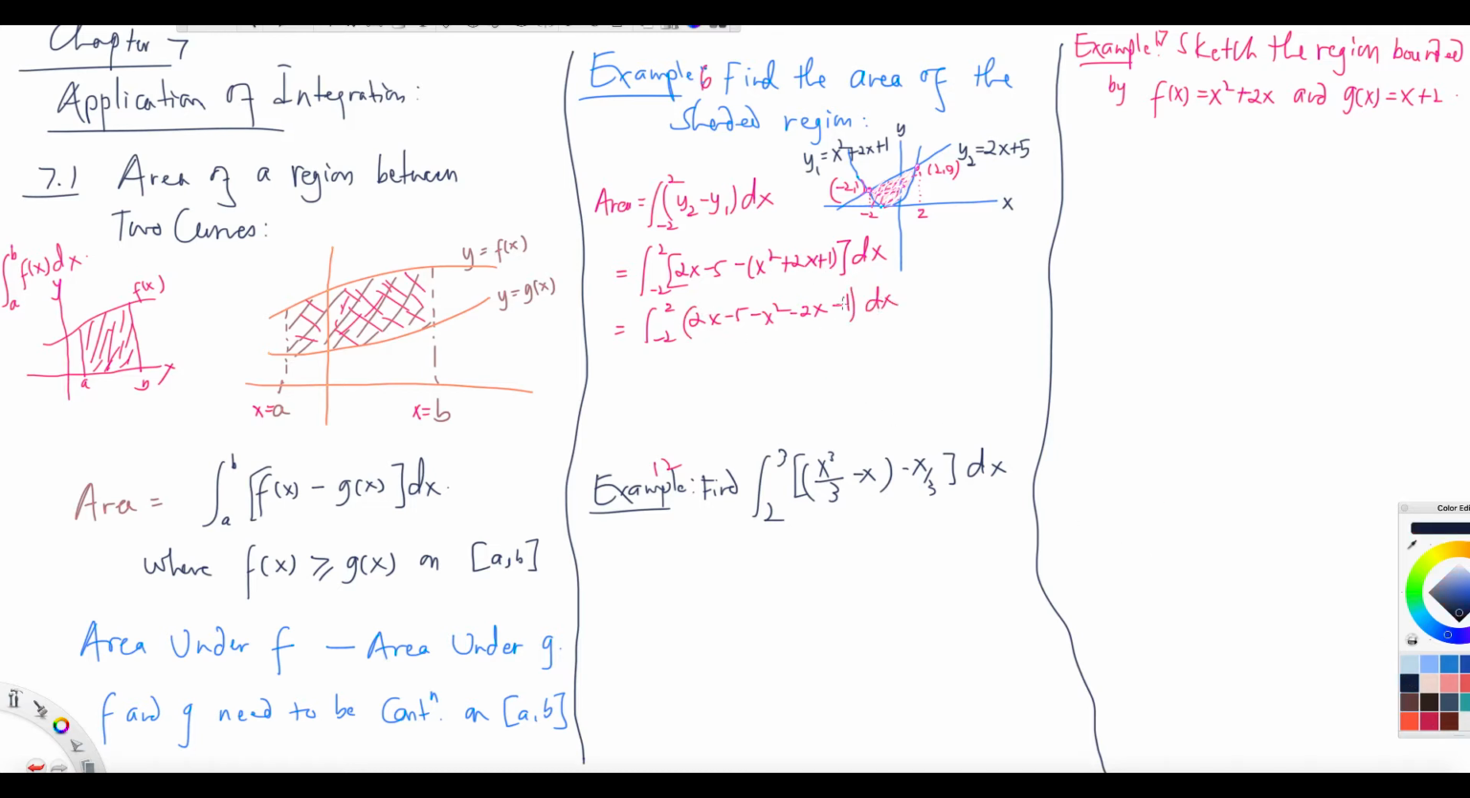Okay, now you see that there is -2x and +2x, so they cancel out. So let me write down that function in a nice format, -2 to +2. You see that? And then what is that? -x squared, and then -5 minus 1 is -6 dx. That's what you got. Okay, now what is the integral of that?